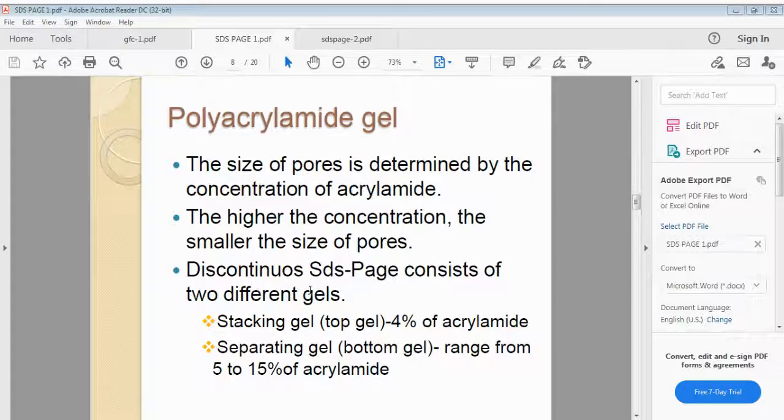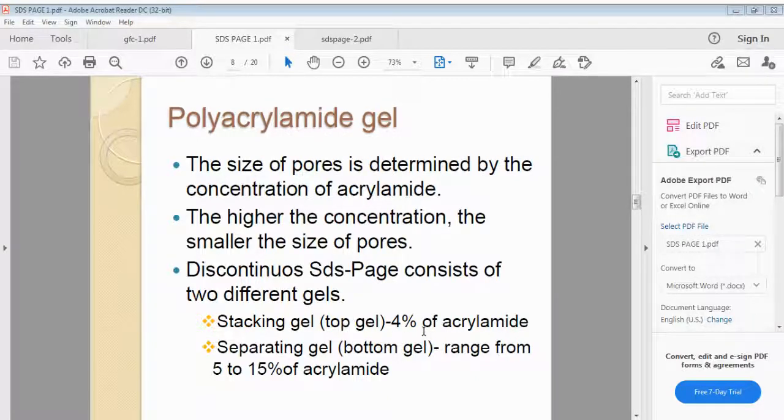Whereas a discontinuous gel is what is used in SDS PAGE, where you have two different concentrations of the gel. One is the separating gel, which has a larger concentration. It is present at the bottom of the gel. The concentration will range from 5 to 15% of acrylamide. Whereas in the same gel plate itself, you stack a different gel by lessening the concentration. Here only 4% acrylamide is used.